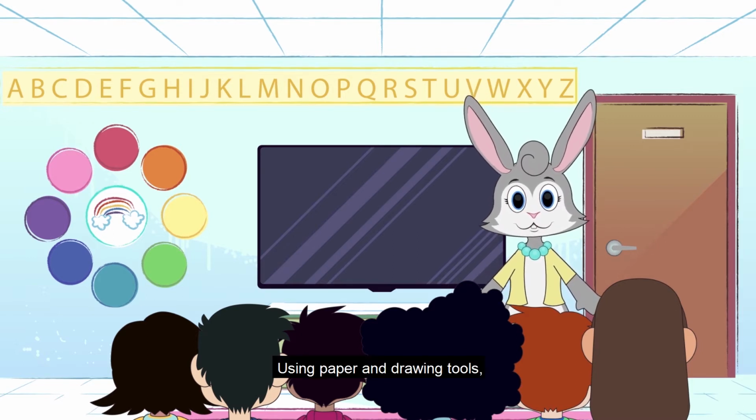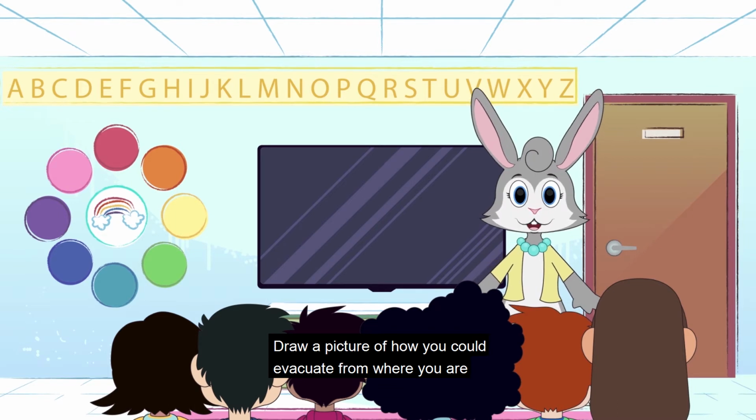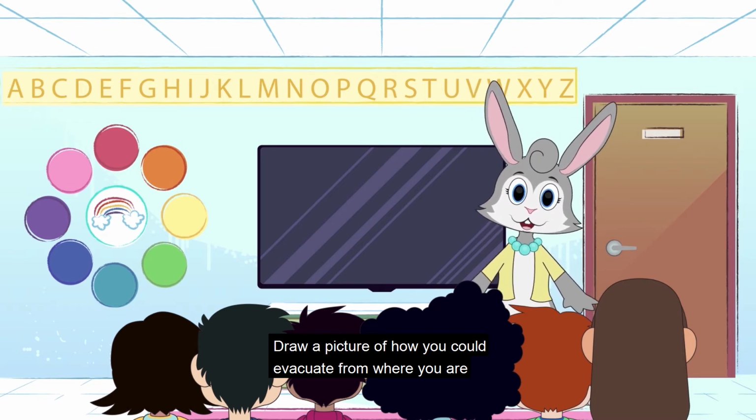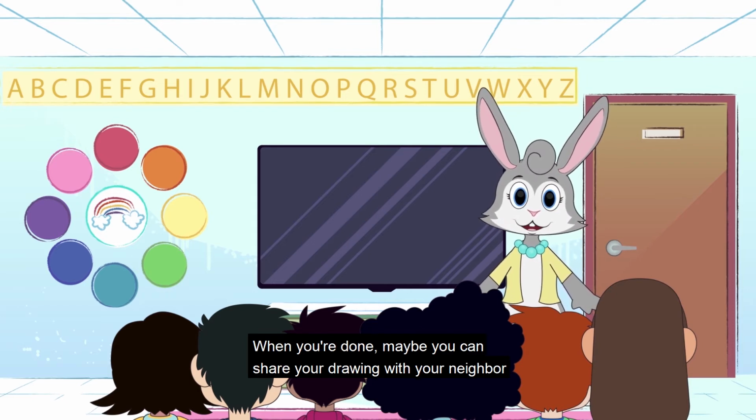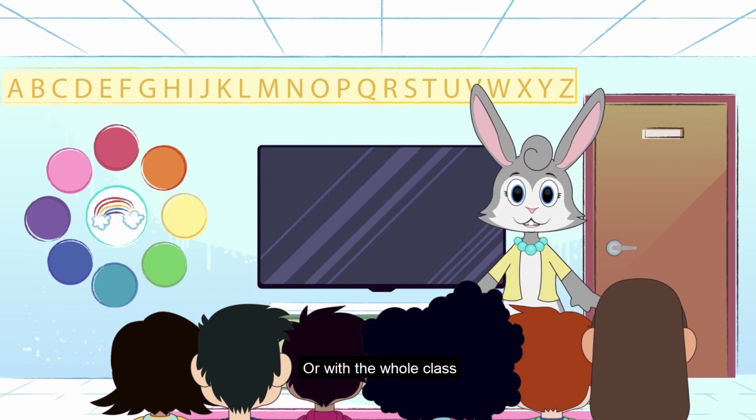Using paper and drawing tools, draw a picture of how you could evacuate from where you are. If you think you can, try to draw a map. When you're done, maybe you can share your drawing with your neighbor or with the whole class.